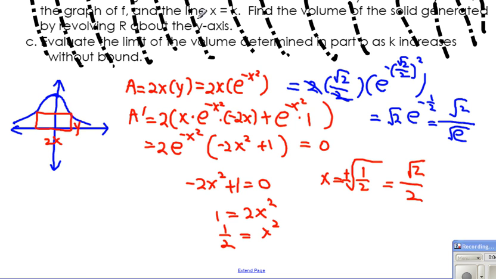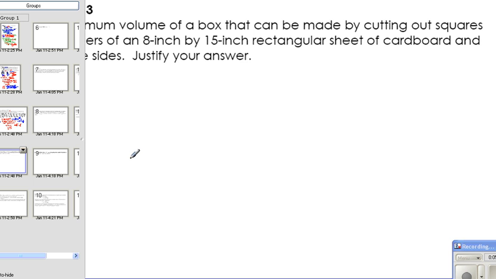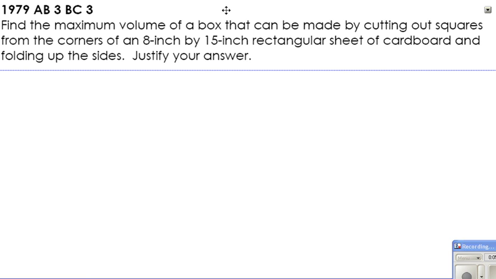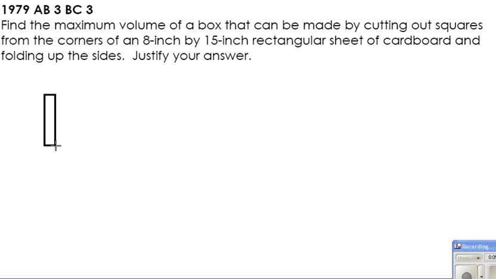Now, let's move on to the next question. This is a classic example, 1979 AB3. Find the maximum volume of a box by cutting out squares from the corners of an 8 inches by 15 inches piece. So we have paper or some sort of cardboard, and we're going to cut out the corners.